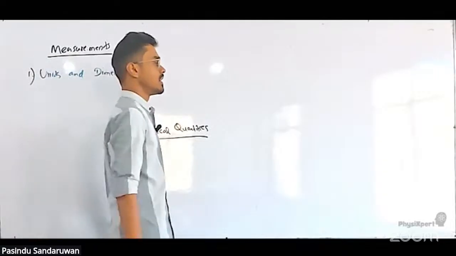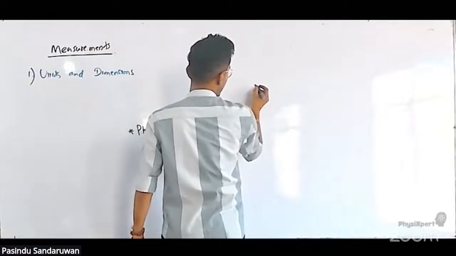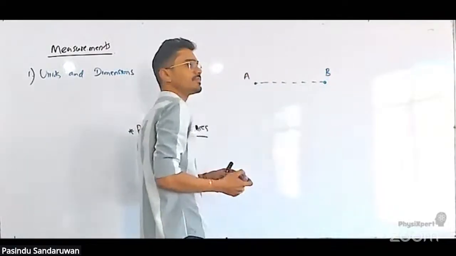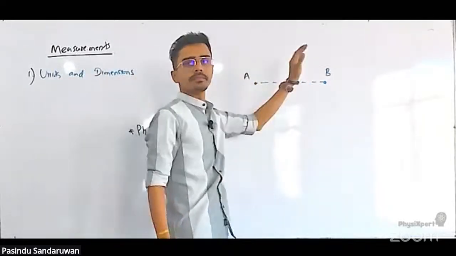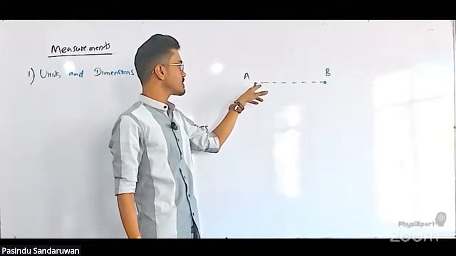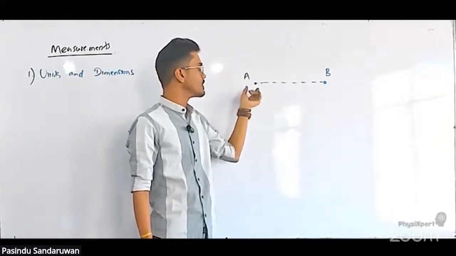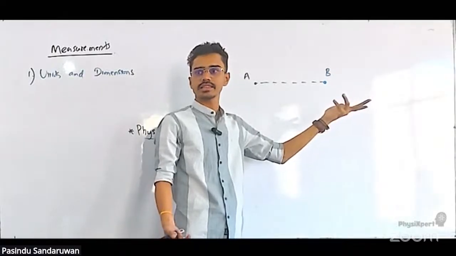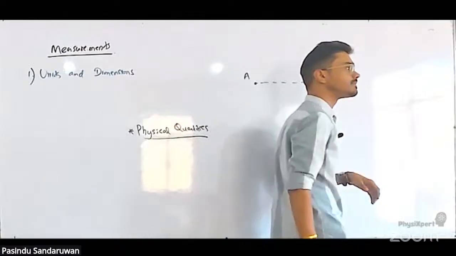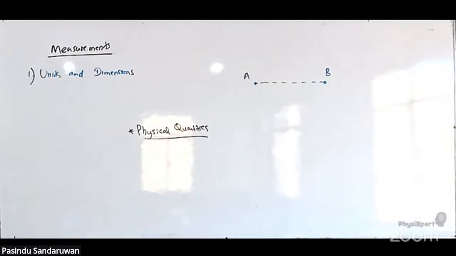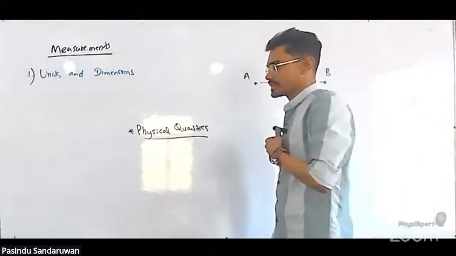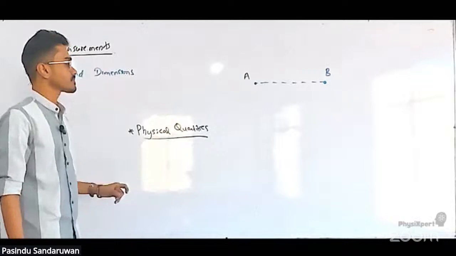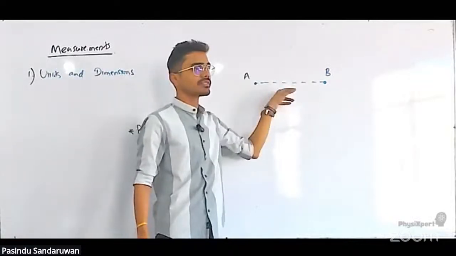Now, as an example, look at the board. Say we need to study the motion of an object from point A to point B, right? When it travels from A to B, we should be able to measure this. So that is called a length. Basically, that's a length, distance or displacement or whatever it is, that is a length. So length is what we are going to measure, right?